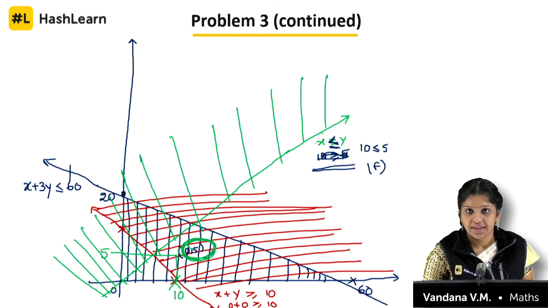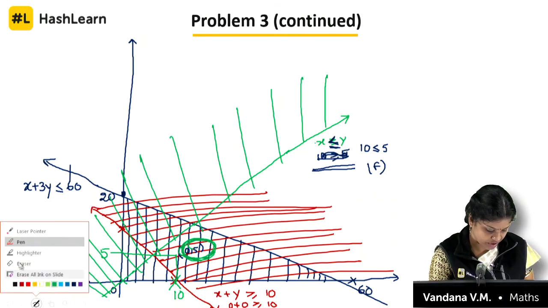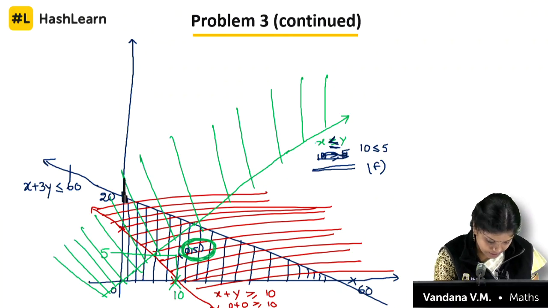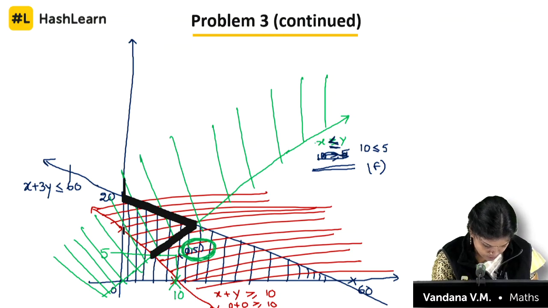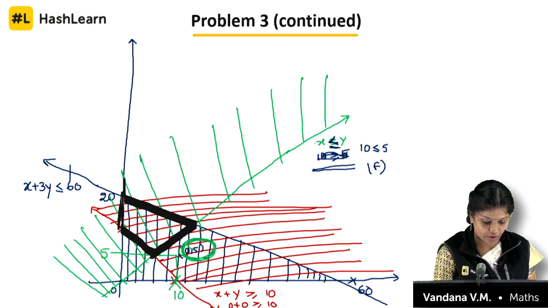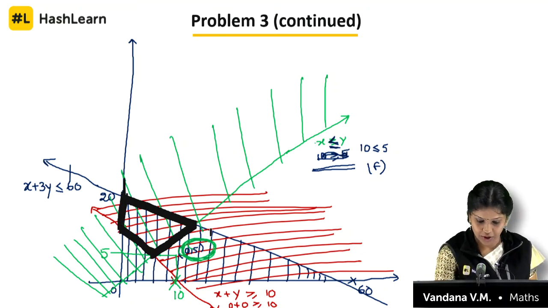Now, please pick the common region. If I am picking the common region, this is the common region, isn't it? And then find out the corner points and substitute the points. So, what are the corner points?